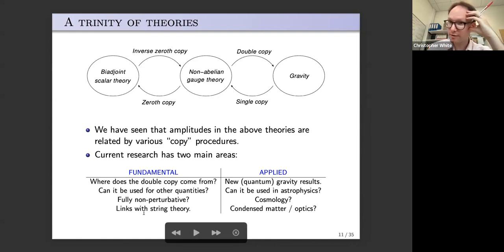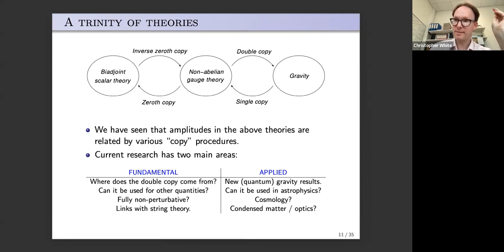There are also links to string theory that various people explore, and we've already touched on those. However, there's also a very applied stream of research here. Can we get new results in quantum gravity? Indeed, one of the earliest uses of the double copy was showing that N=8 supergravity is better behaved in the UV than previously thought. They were able to do those calculations because they could take N=4 super Yang-Mills results and recycle them. Can it be used in astrophysics?